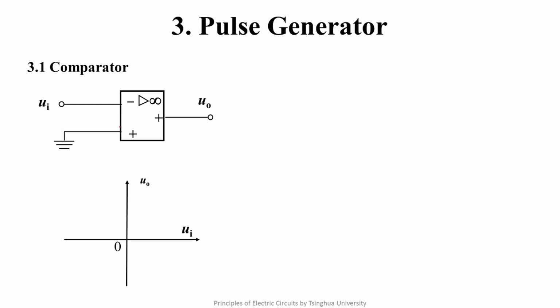Because the non-inverting input connects to the ground, as long as the non-inverting input signal is greater than the inverting input signal, the output reaches positive saturation. That is, as long as the input is negative, the output reaches positive saturation. This is the curve.